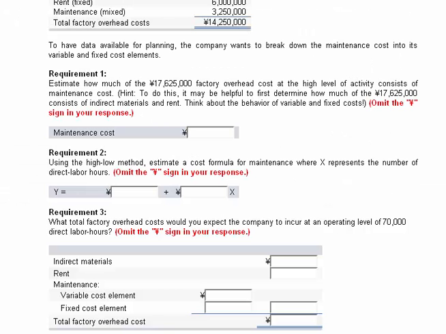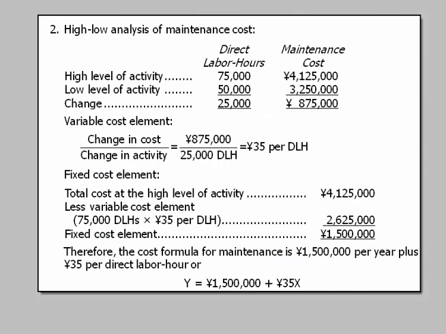Now we're looking back at the problem, and I've centered it a little bit for everyone. I think that might be helpful. Requirement 2 says, using the high-low method, estimate a cost formula for maintenance where X represents the number of direct labor hours. And I'll change the screen here and show you how we would do that. So we need to do a high-low analysis of maintenance cost. We drop in the high level of activity. Remember, it's the activity, not the costs, that you base this on.